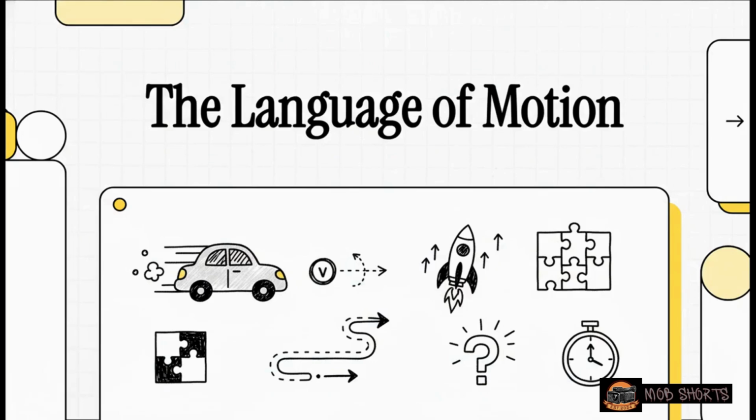You know, we use words to describe motion all the time, but in physics, things like speed, velocity, and acceleration have really precise and honestly kind of surprising meanings. And to show you what I mean, we're going to start with a little puzzle that seems to completely break the rules of common sense.